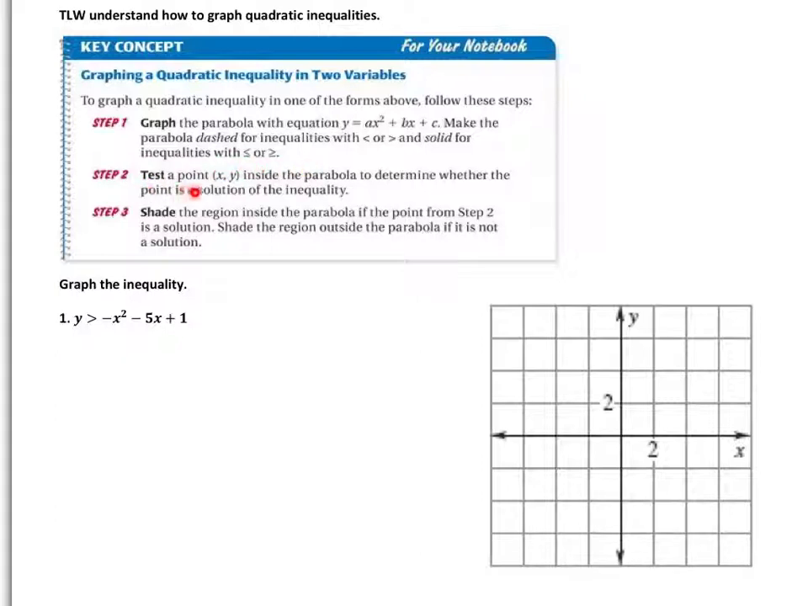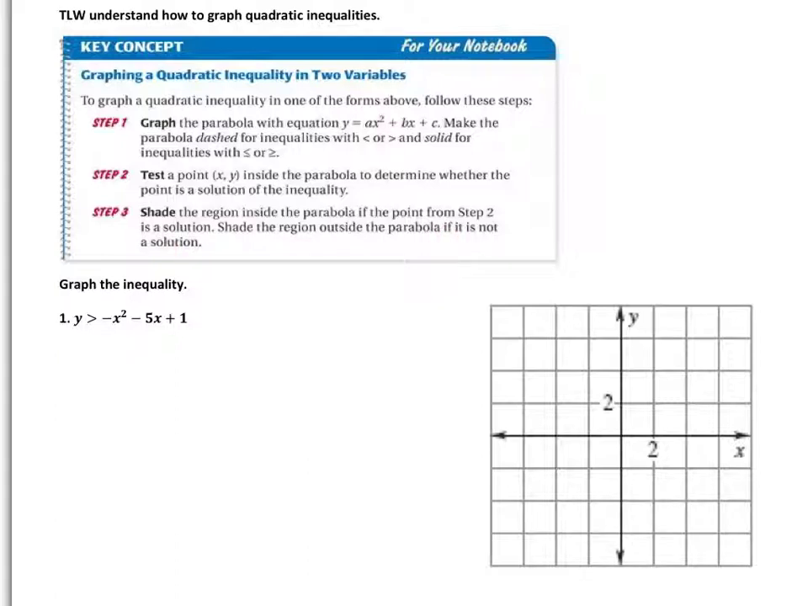Step 2. Test a point (x, y) inside of the parabola to determine whether the point is a solution of the inequality. So when you test it, is it true or false? Step 3. Shade the region inside the parabola if the point from step 2 is a solution, meaning true. Shade the region outside if it is not.